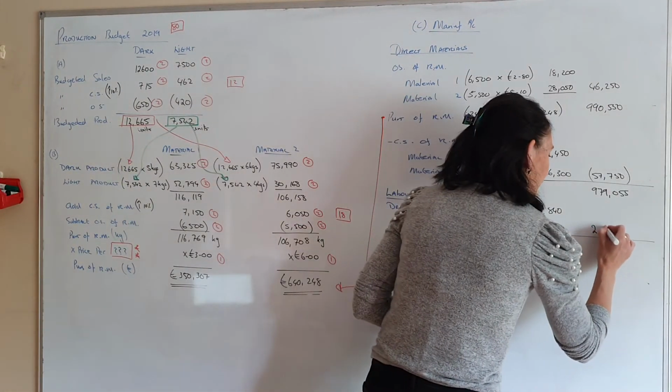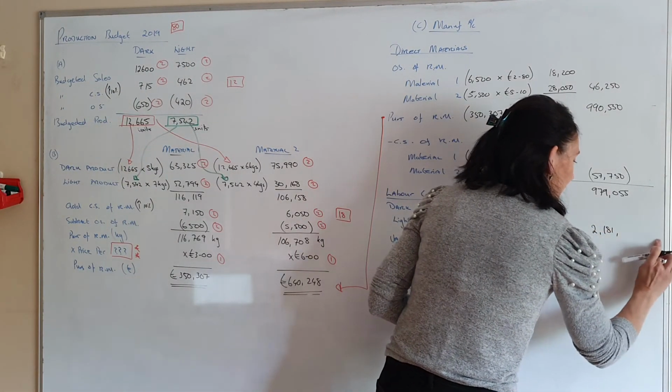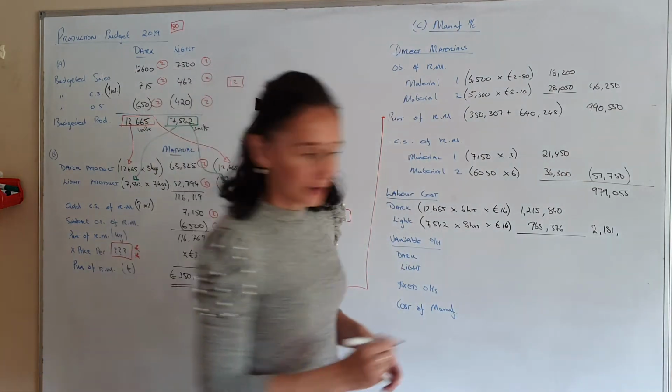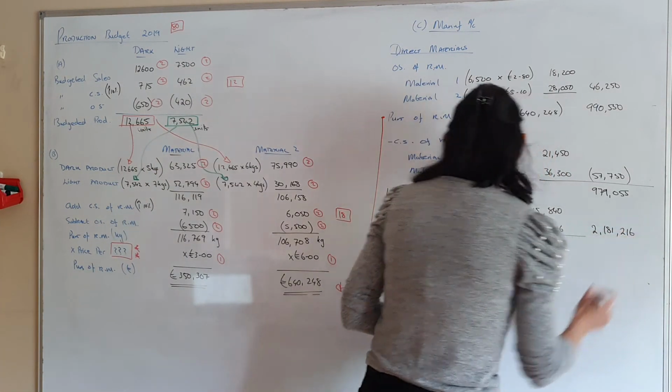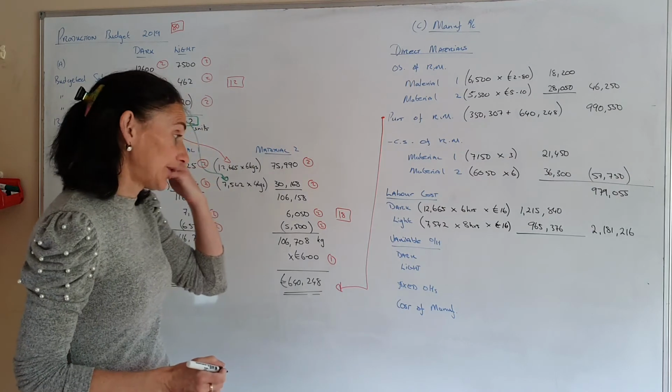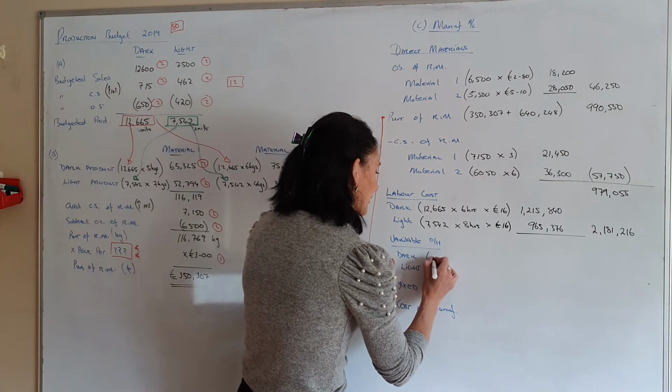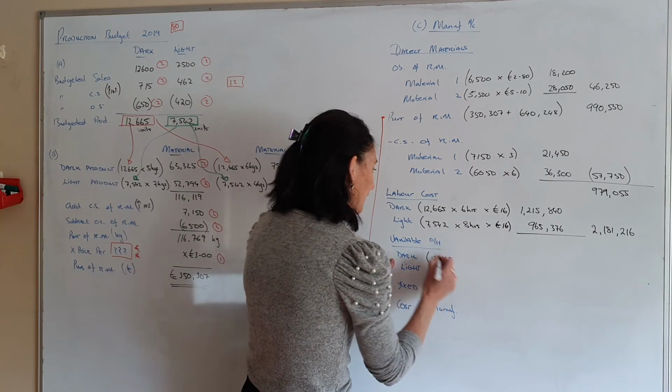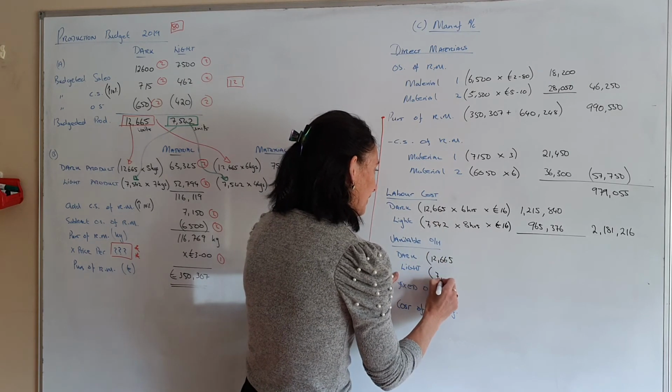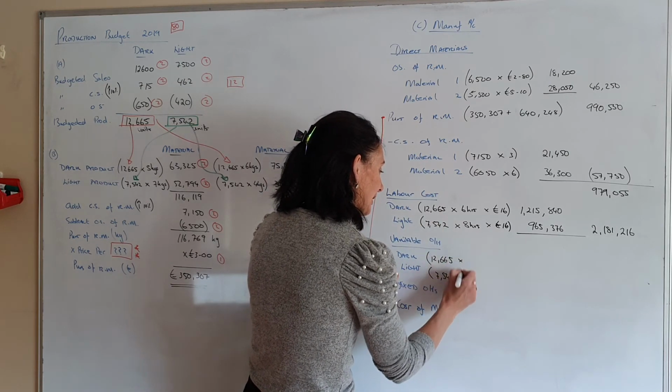2,181,216. Well, actually, I don't need to add them yet. Okay, your variable overheads, we're going to do the very same. You want to make 12,665 of dark. You want to make 7,542 of light.